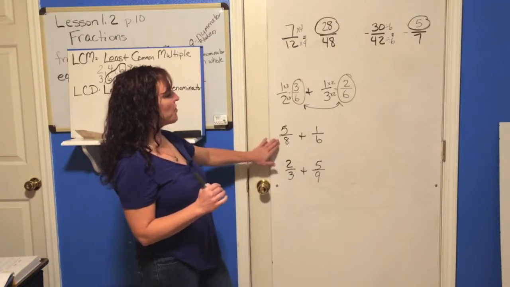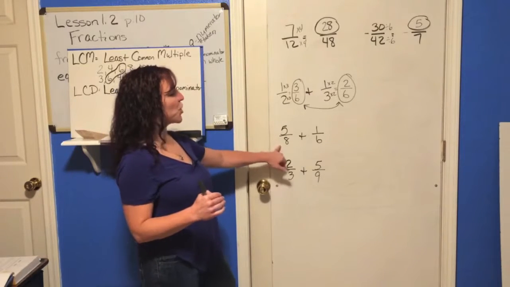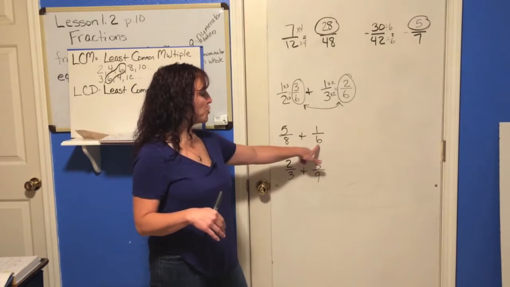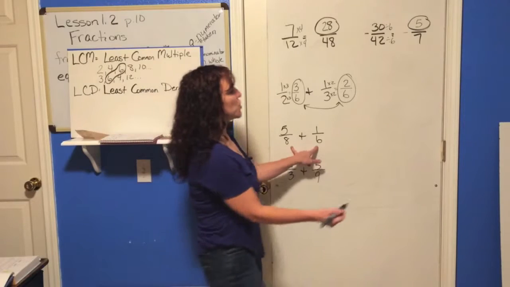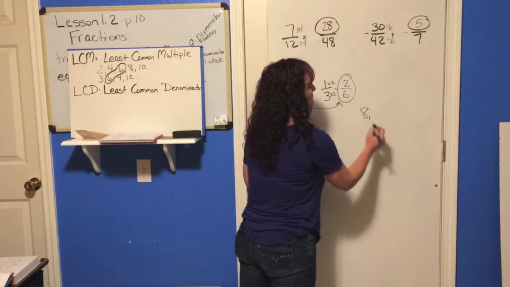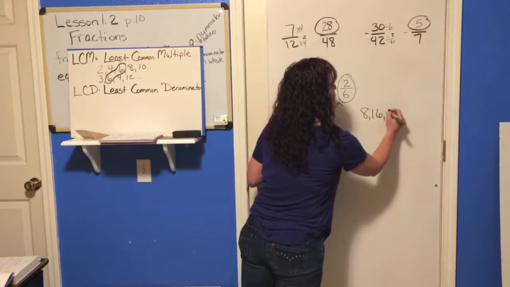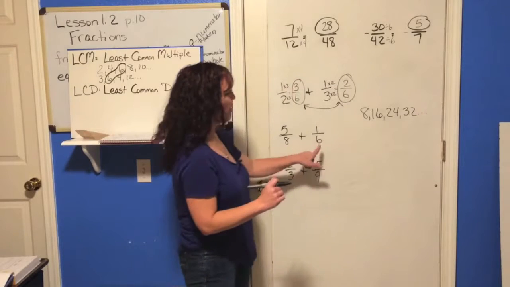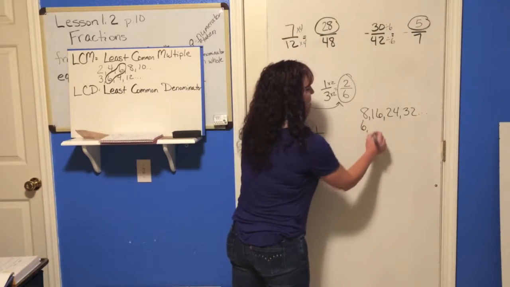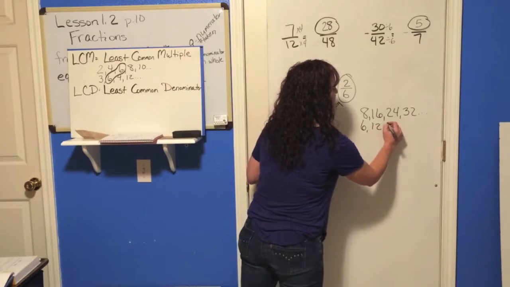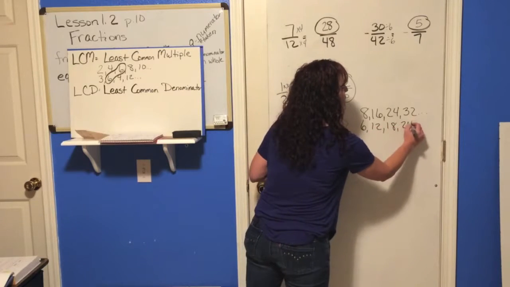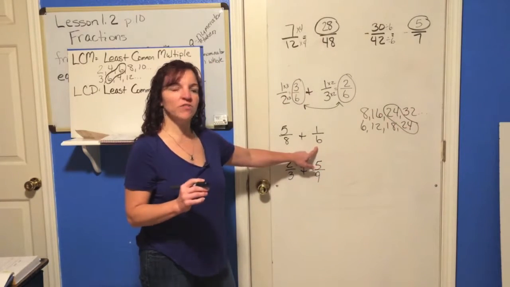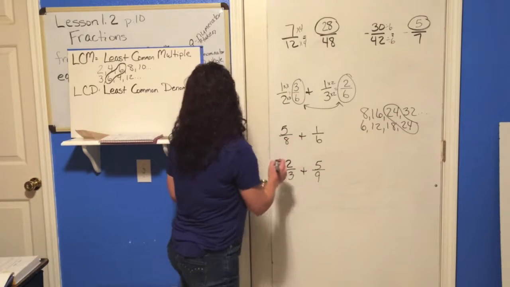So let's do these. With 5/8 and 1/6, our denominators are 8 and 6. To get the least common denominator, we need to find the common multiple of 8 and 6. So we're going to take 8: 8 times 2 is 16, 8 times 3 is 24, 8 times 4 is 32, and let's hope that's far enough. And then we start with 6: 6 times 2 is 12, 6 times 3 is 18, 6 times 4 is 24. Oh, I see a match, so I can stop. So our common denominator, our least common denominator, is 24.